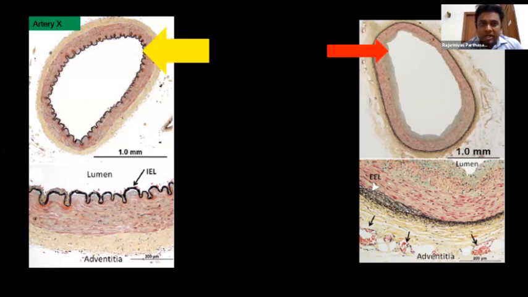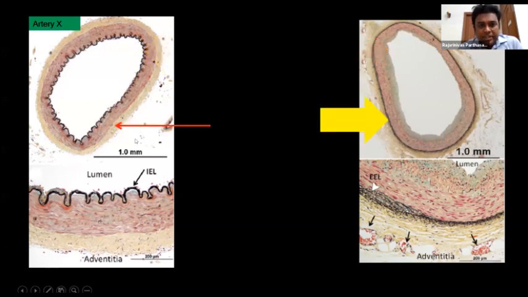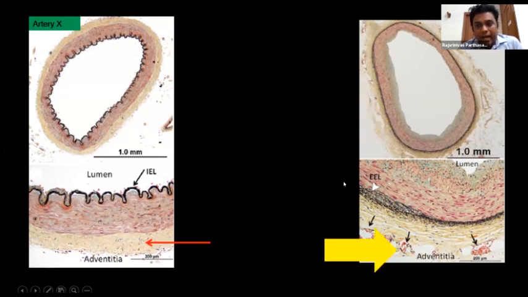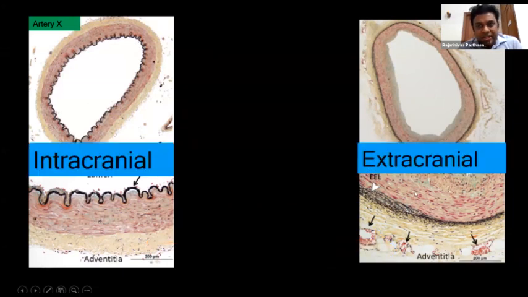First and foremost, I would like to discuss how the intracranial artery is different from an extracranial artery. This artery X has a very well-defined internal elastic lamina, this is the one on the left, whereas artery Y has a paucity of the internal elastic lamina. If you see the external elastic lamina, there are multiple layers in artery Y, and you have vasa vasorum in the adventitia of artery Y. Therefore, the extracranial artery is artery Y, meaning there is a very well-developed external elastic lamina and there is vasa vasorum in the adventitia. Whereas the intracranial artery is devoid of the external elastic lamina, and there is absence of vasa vasorum in the adventitia.